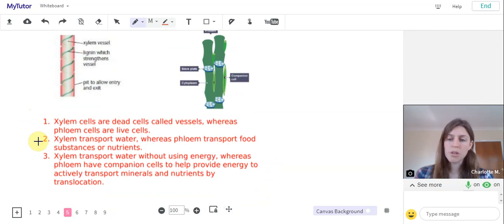Number 2, xylem vessels transport water, whereas phloem transport food substances or nutrients. And the third difference, xylem vessels transport water without using energy, whereas phloem have companion cells to help provide energy to actively transport minerals and nutrients by translocation.